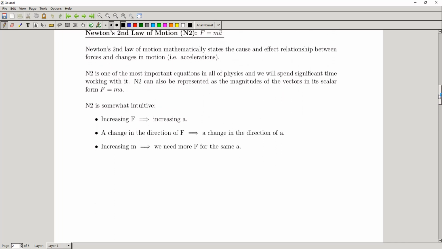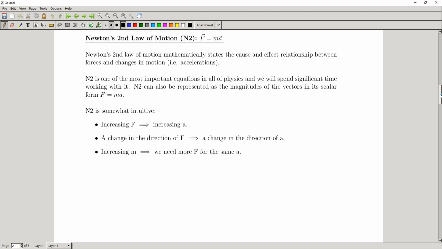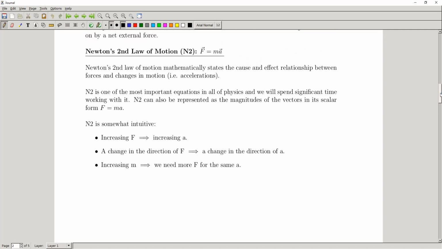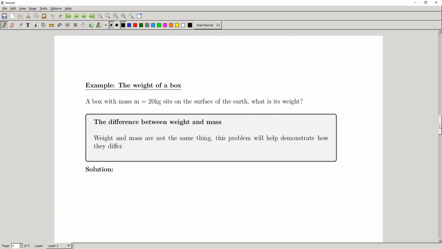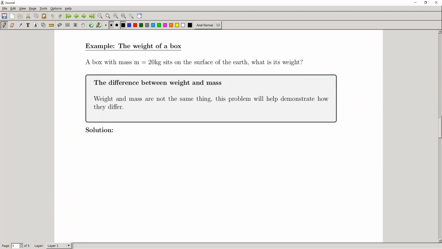So as I was saying, the results that are coming from F equals ma from Newton's second law are pretty intuitive, and we can play with them and see that we get a number of different results. Let's now take a look at a specific example of what we can do with Newton's second law. This example is interesting because it's going to demonstrate the difference between weight and mass. In general, weight and mass are not the same thing, and this problem is going to show us how they differ, right? So let's start off. We have a box of mass m equals 20 kilograms sitting on the surface of the Earth. What is its weight?